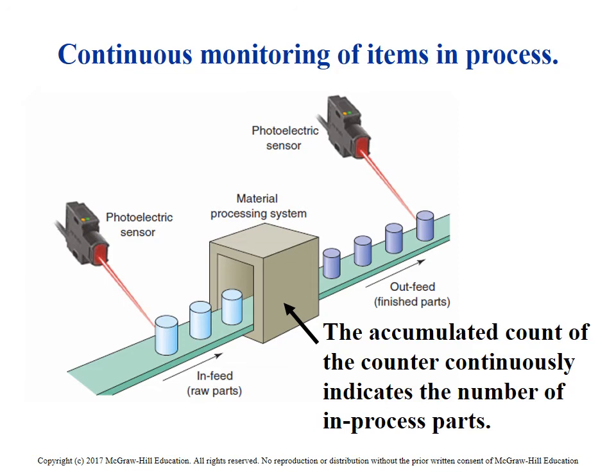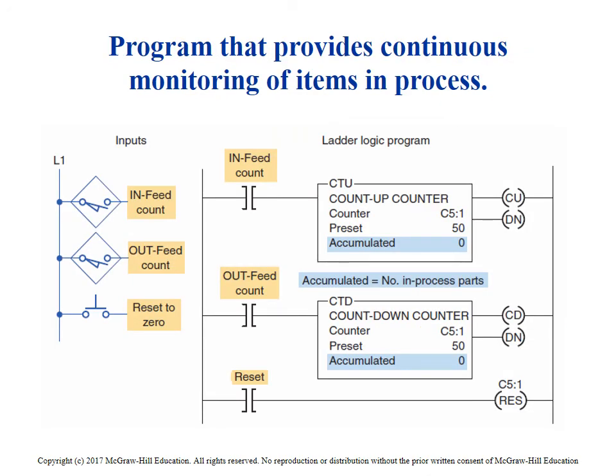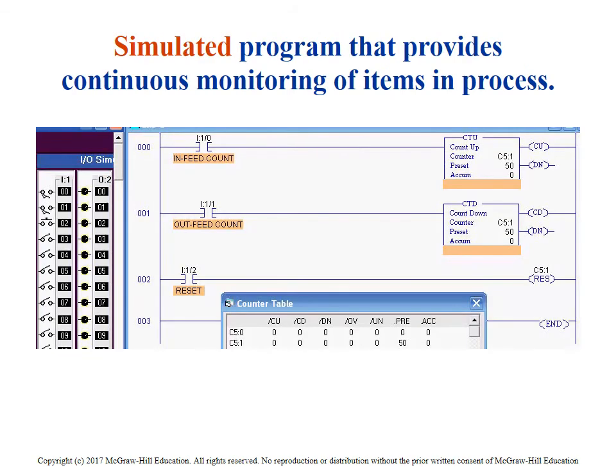So a counter can be used something like this, count up, count down. You're watching the parts go in, making sure you have an equal number of parts going out. That's not a bad practice there. So in feed, out feed, set to 0. So here we are looking at parts going in and parts going out.